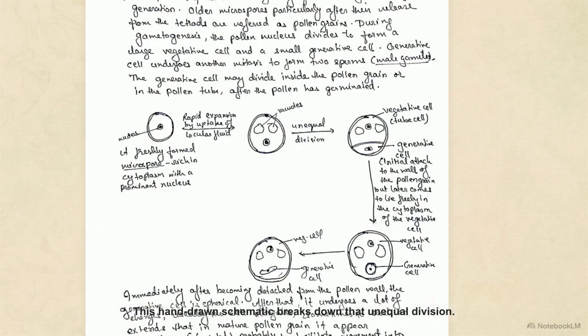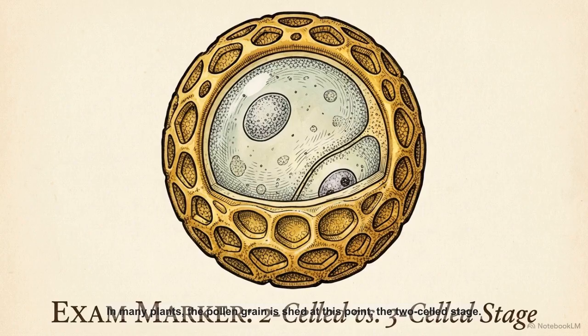This hand-drawn schematic breaks down that unequal division. The microspore splits into 2 very different cells. The massive vegetative cell, also known as the tube cell, manages logistics and energy. Suspended inside its cytoplasm is the tiny generative cell, carrying the actual male gametes. In many plants, the pollen grain is shed at this point, the 2-celled stage.